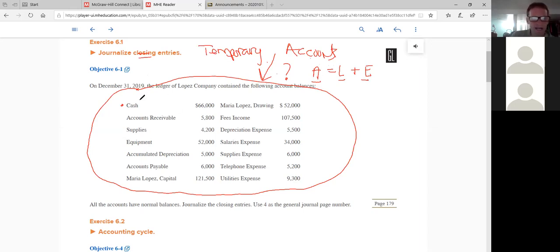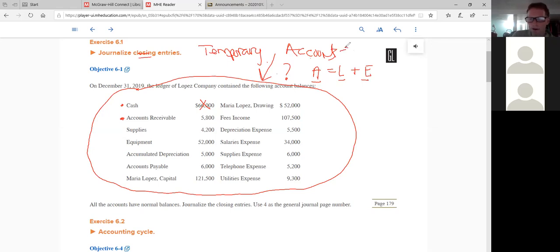And of course, you'd say, well, cash is on the balance sheet, so therefore it's got to be a permanent account. We would not want to close this account out. We're not going to even use that one. Okay, so I go to the next one, accounts receivable. Of course, ask yourself, is that permanent or temporary? You say, well, where's accounts receivable? Accounts receivable is on the balance sheet. It's an asset. So that's, hopefully, an easy way to remember how to recognize if something's temporary or permanent.